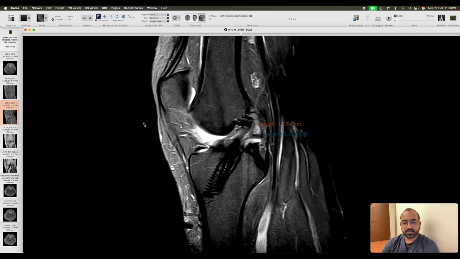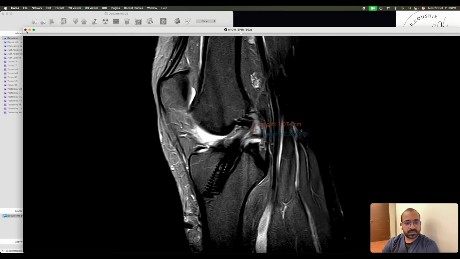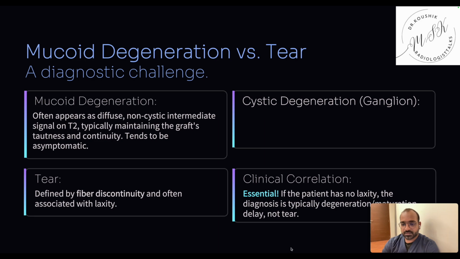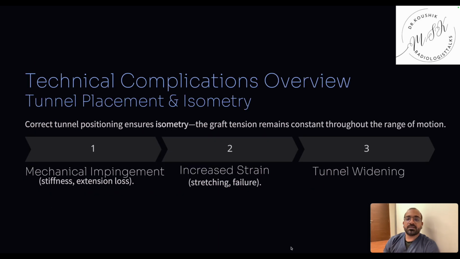Okay, so this is a cystic degeneration. Okay, done. So yeah. So what are the technical complications because of tunnel placement and isometry? So it can be a mechanical impingement. So graft impingement can happen, or increased strain, that is stretching, can happen. So what happens in mechanical impingement? What exactly is it because of?